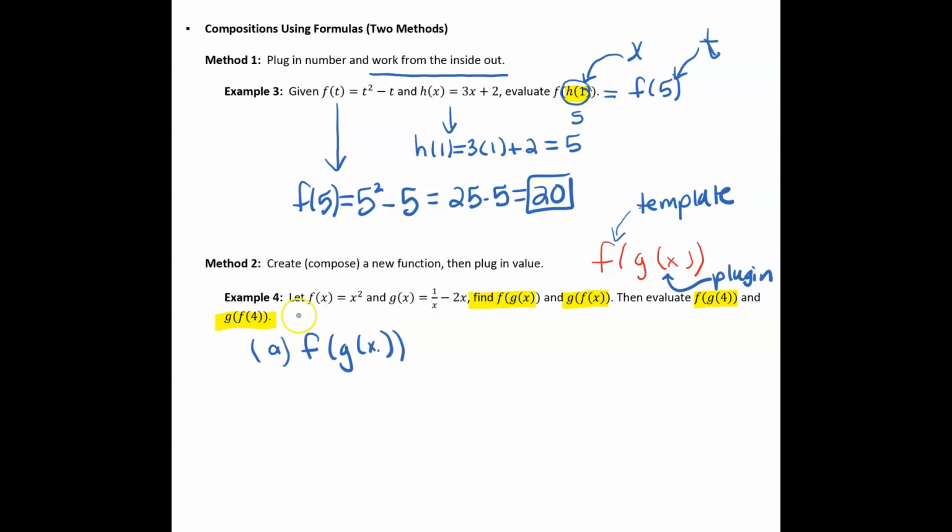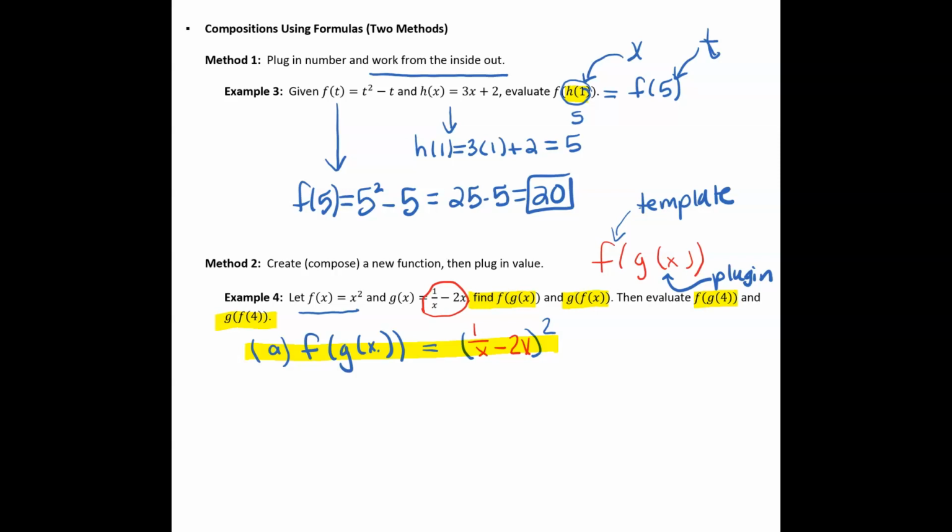So what you're going to do is look at your f of x function, and rewrite it with blank parentheses anywhere you have an x. Then if g of x is what you were plugging in, everywhere you have a blank, you're going to plug in this g function. So I'm going to plug in 1 over x minus 2x. Now I'm not going to square that out by any means. I'm just going to leave it as is. So that right there would be my first answer of what is f of g of x. Again, I'm going to use that template plugin philosophy here.